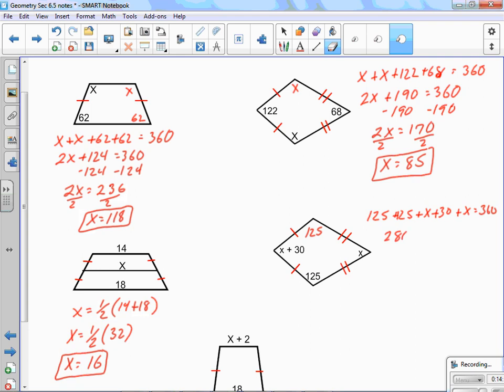So it'll be 280 plus 2x equals 360. Subtract the 280 from both sides. So 2x is going to equal 80. Divided by 2, and x equals 40. So you got a 40 degree angle here, and what would be a 70 degree angle over here.